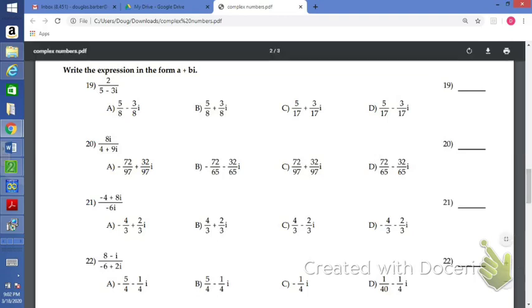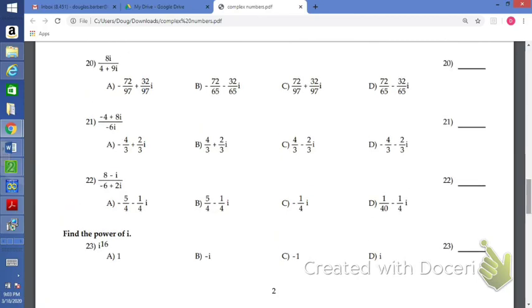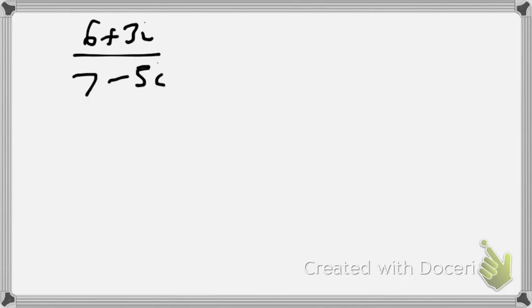We're dividing by complex numbers. So 19, 20, 21, 22. Does it go any further than that? No. Alright. So, first problem. We're going to do 6 plus 3i divided by 7 minus 5i.